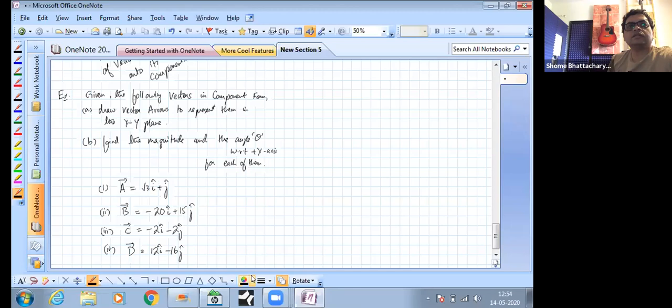So I will just put up the answers for the first two. For E, the magnitude of the vector should come out to be 2 and the angle with the x-axis should come out to be 30 degrees. For B, the magnitude of the vector should come out to be 25 and the angle should come out to be 143 degrees. Similarly, you find out for C and D also. Yes, Shomorup, your answer is correct again.